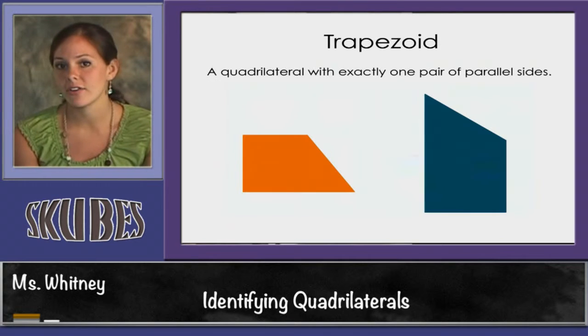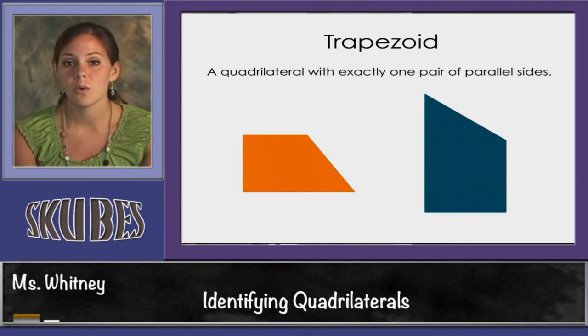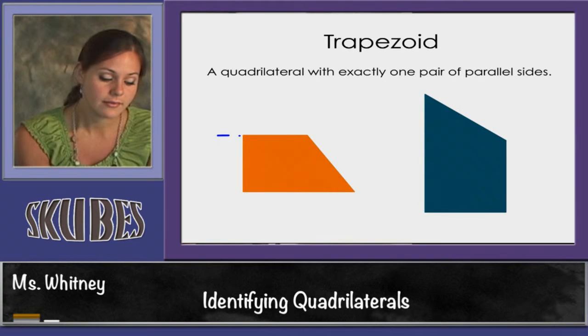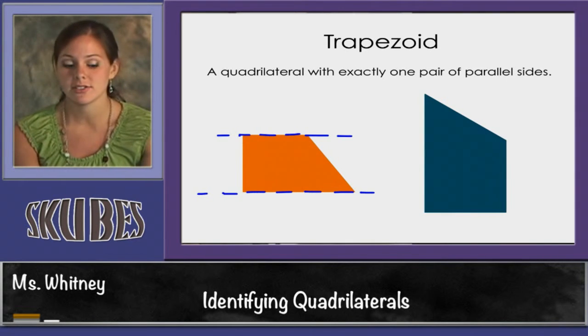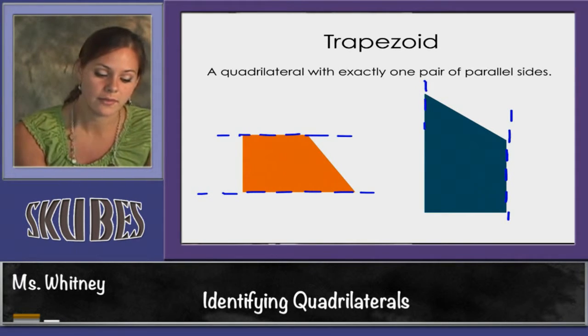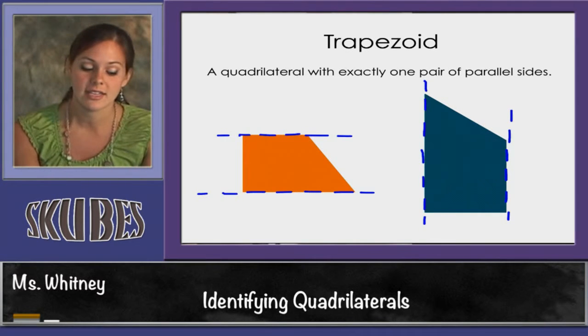The first type of quadrilateral we're going to talk about is the trapezoid. That is a quadrilateral with exactly one pair of parallel sides. This side is parallel with this side, because if they go on forever, they will never touch. In this trapezoid, this side is parallel with this side. So any quadrilateral with exactly one pair of parallel sides is called a trapezoid.